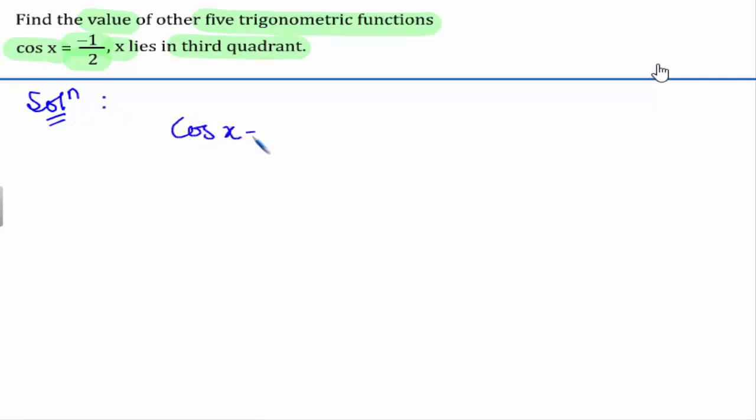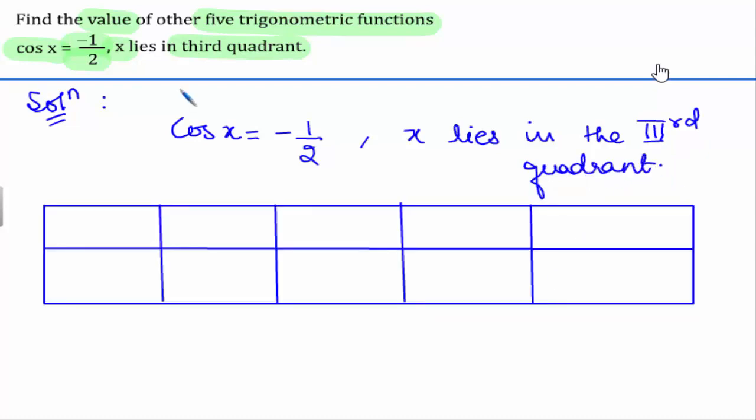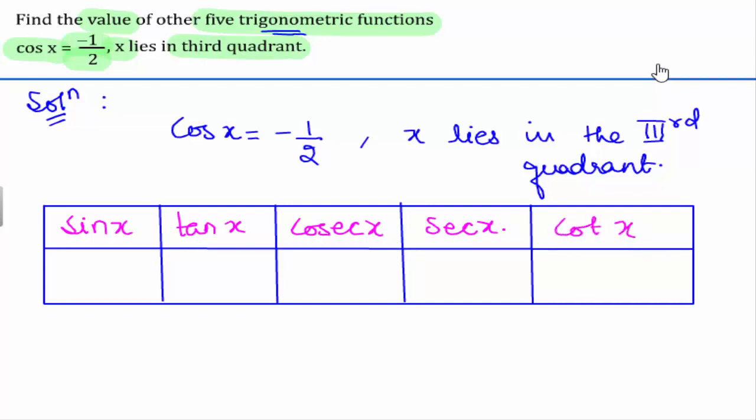First, let us write down the given information: cos x is minus 1 upon 2, where x lies in the third quadrant. And we have to find the value of the other 5 trigonometric functions, which are sin x, tan x, cosec x, sec x, and cot x. First, let us begin by finding the value of sin x.